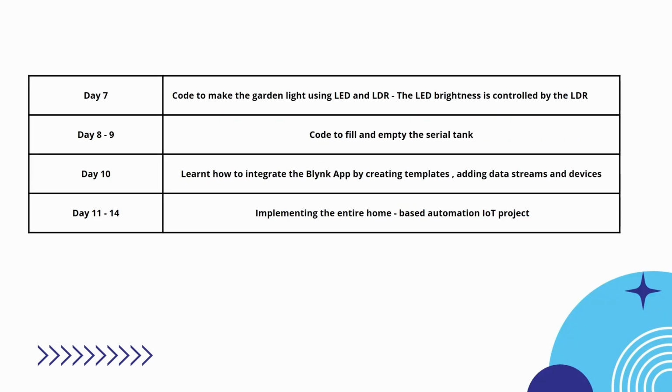Day 7, we learned how to code to make the garden light for the project using the LED and the LDR. Day 8 and 9, we learned how to code to fill and empty the cereal tank, and we simulated it on PiximLab. On day 10, we learned how to integrate the Blink app by creating templates, adding data streams and devices. From day 11 to 14, we implemented the entire home-based automation IoT project.